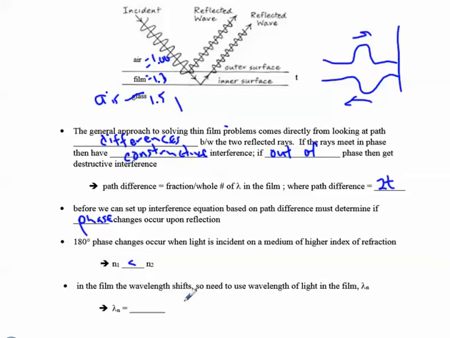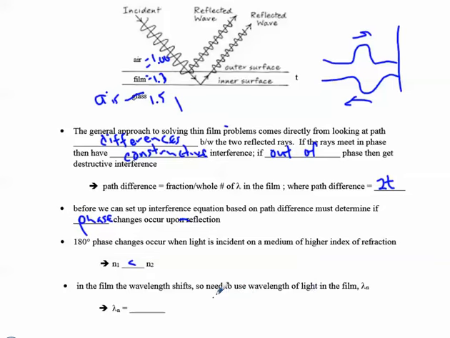Okay, the last little tidbit we have to be careful of is that when we do our path difference equals a fractional whole of the wavelength, it's the wavelength not in the air, but the wavelength in the film, because that's the wavelength that's traveling that path difference. And the wavelength in the film is different than the wavelength in the air, and how much change there is depends on the relative indices of refraction.